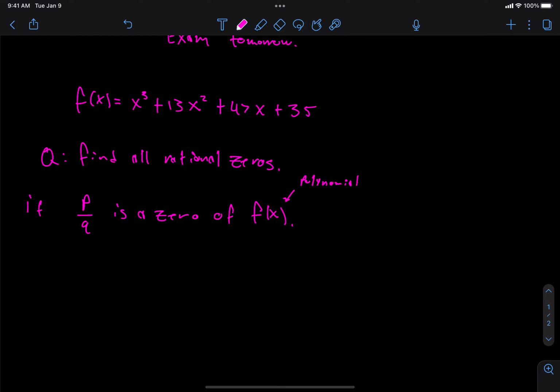If P over Q is a zero of f of x, then what? Okay, so first of all, what does it mean for P over Q to be a zero of f of x? It means when I plug it in, I should get 0, right? That is, when we plug it in, we get 0, and also x minus P over Q is a factor.